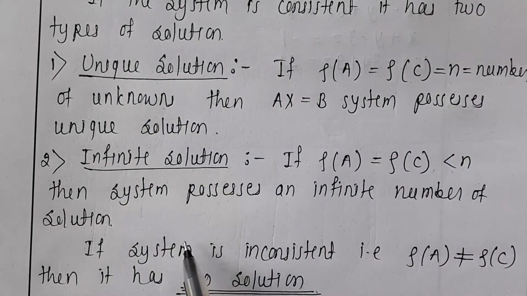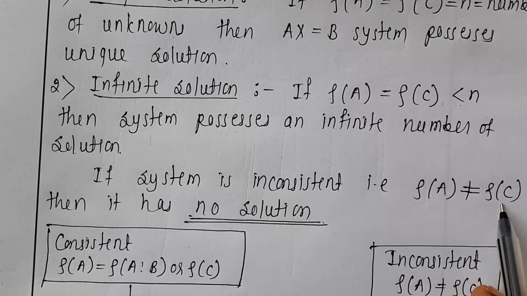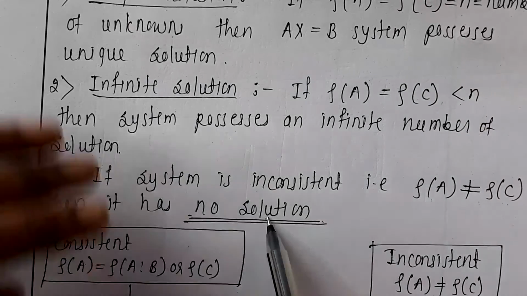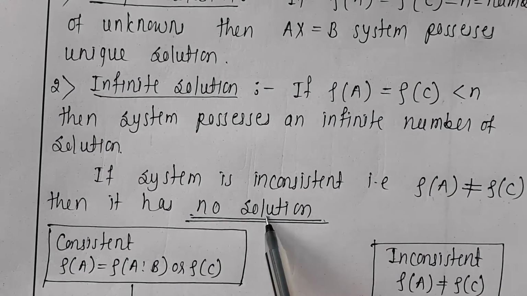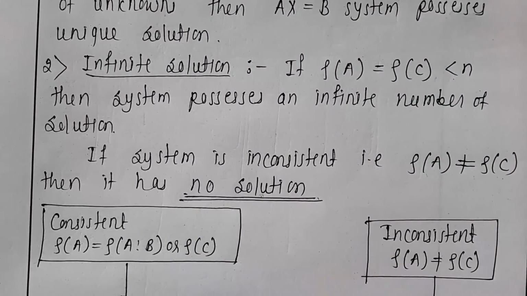But if the system is not consistent, then what happens? If the system is not consistent, that is rank of A is not equal to rank of the augmented matrix, then it has no solution. Means we have some equations which do not have any solution for that system.